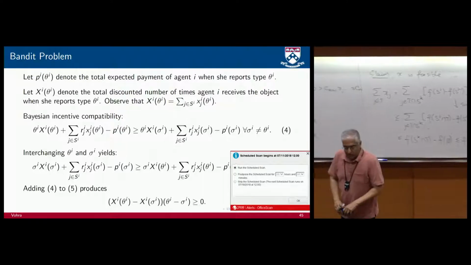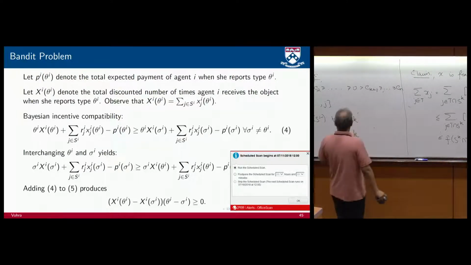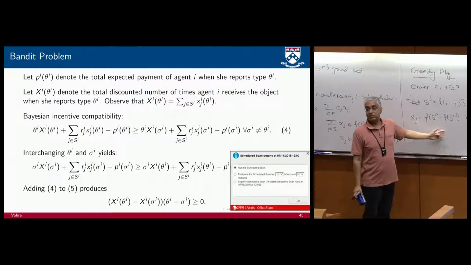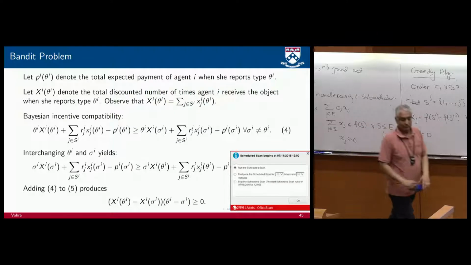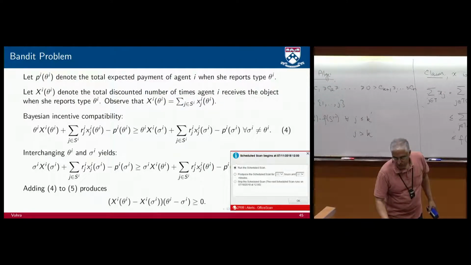So what I'm going to do now is construct a dual solution that complements the primal solution, and that will be the proof of optimality. Okay? So here is the construction.